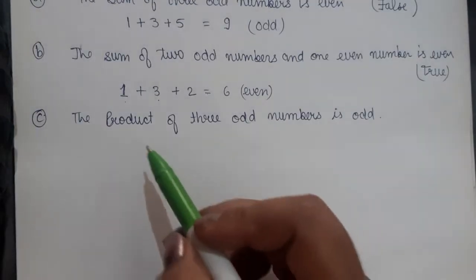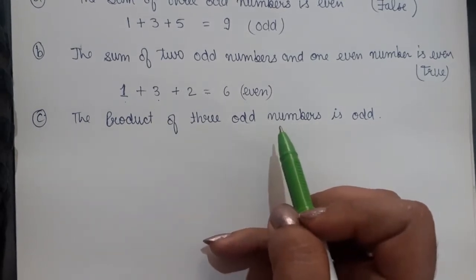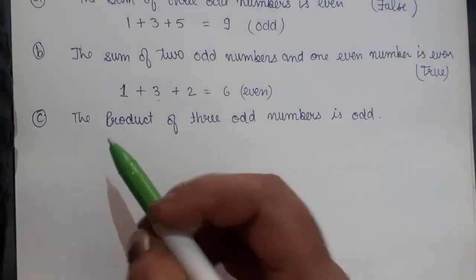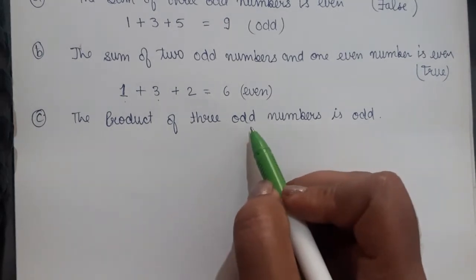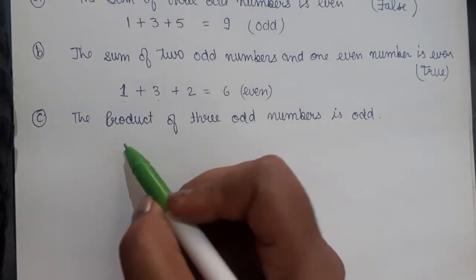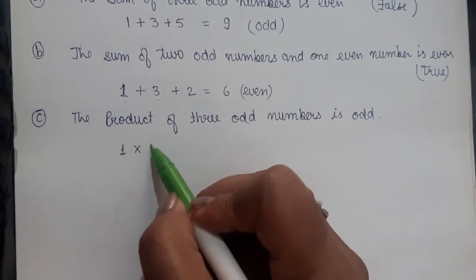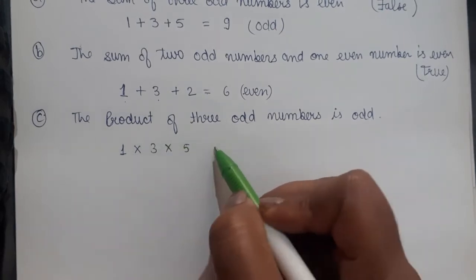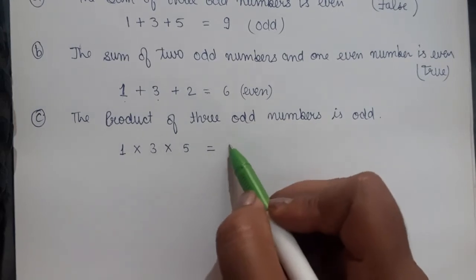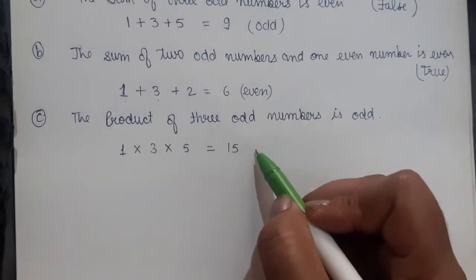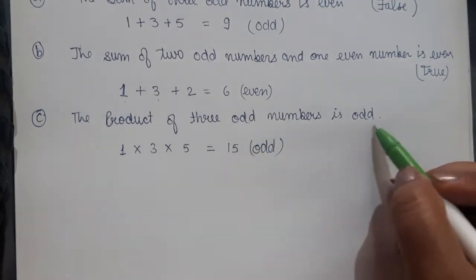In part C we are having the statement: the product of three odd numbers is odd. So this time we have to multiply, and we have to take odd numbers. So I am taking 1 multiply 3 multiply 5. What am I getting in the result? 1 multiply 3 is 3, and 3 multiply 5 is 15, and 15 is an odd number. So this is true.